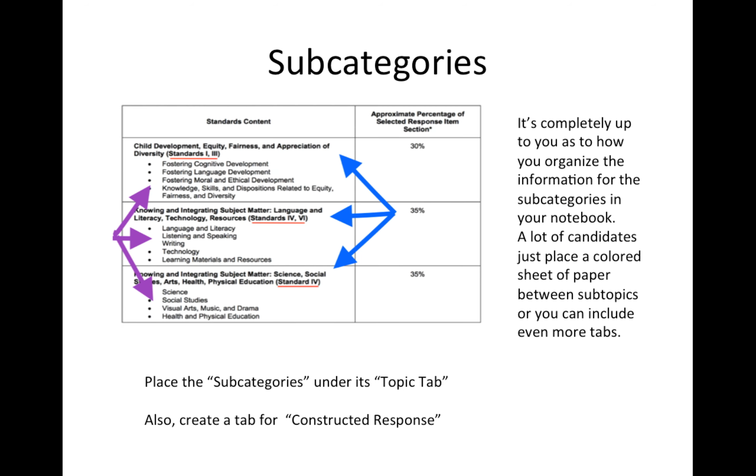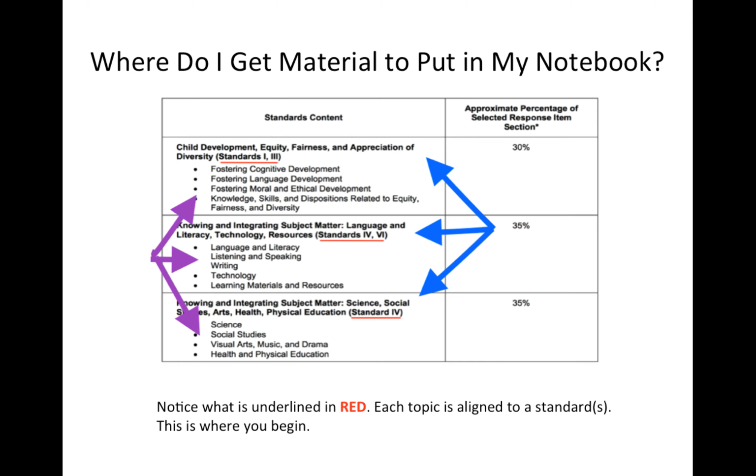And those are your subcategories. Also, make a tab for your constructed response questions. Put each of your constructed response questions and their rubrics in your assessment notebook as well. And then as you gather materials to help you for that, you can just put it behind the appropriate question. Where do you get the materials?